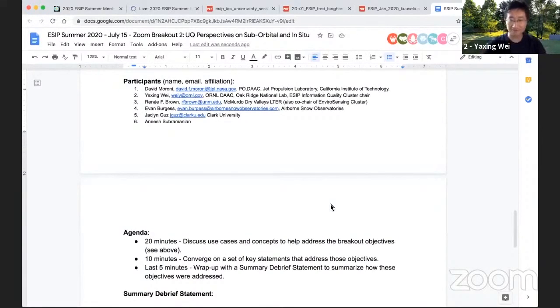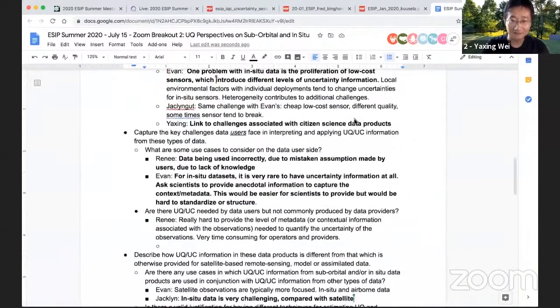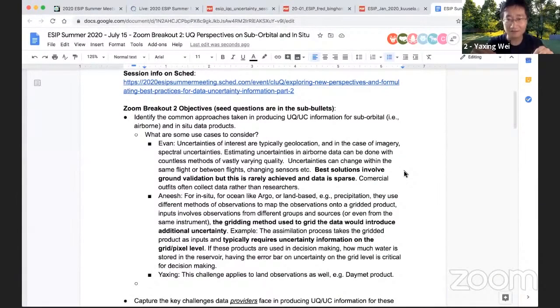Okay, so we had a number of participants in our breakout room. We have Renee, we have Evan, we have Jacqueline, and also Anish. And we had a great discussion. We talked about the challenges a lot, which I will talk about. I'll highlight a number of the discussions and the outcomes that we had. As I mentioned, we talked about the challenges a lot, and we slightly touched on some potential solutions.